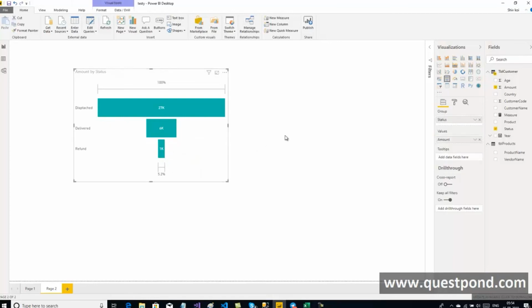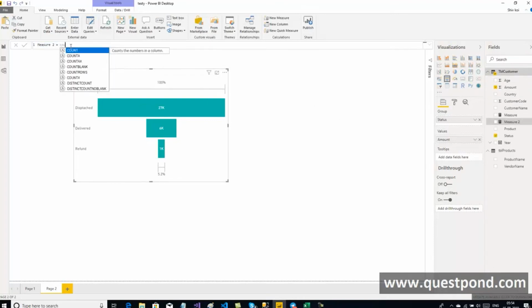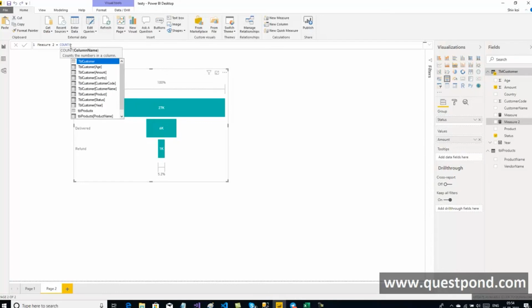If you want, you can also add a measure. For example, I can add a measure here, which is like a count. So let me go ahead and count the TBL status. So TBL status, right? So you can see here, this is the count of status, right?